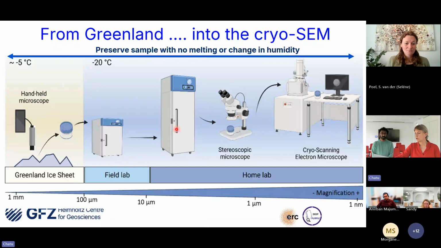We then imaged it in a cold room at -20 again with our stereo microscope. And then we designed a system to bring the sample that was frozen still into the cryomicroscope to image it, not at liquid nitrogen temperatures, but actually at 20 degrees. That means we try to preserve the whole chain.